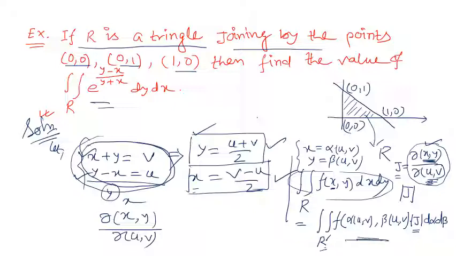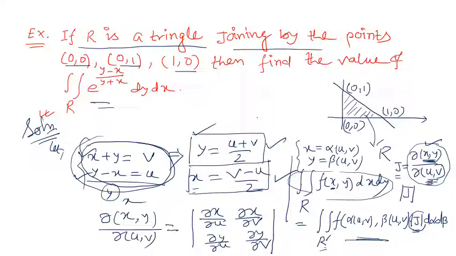Now I am using this formula. First of all, we should calculate the Jacobian. So here the Jacobian is given by this, and the formula of the Jacobian is the determinant with first row del x by del u, del x by del v, and next row del y by del u, del y by del v, right? This is the formula for the Jacobian.